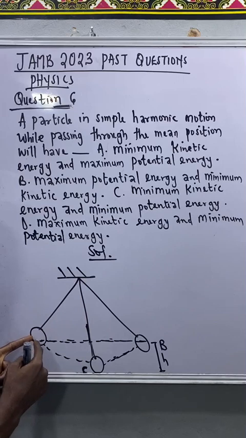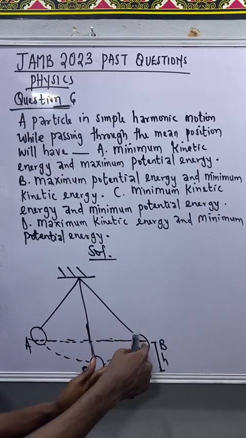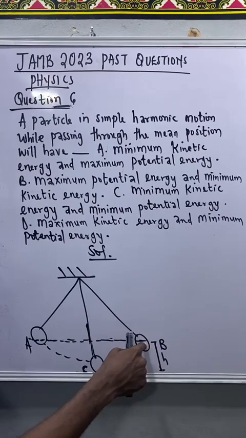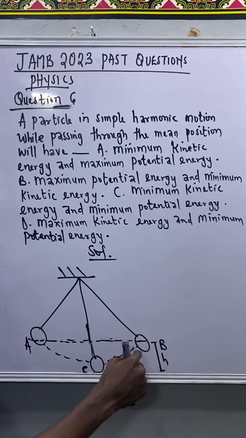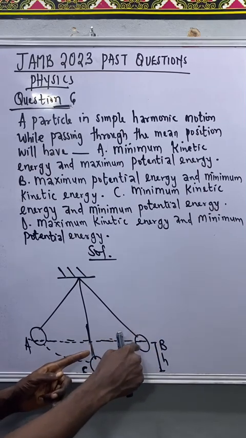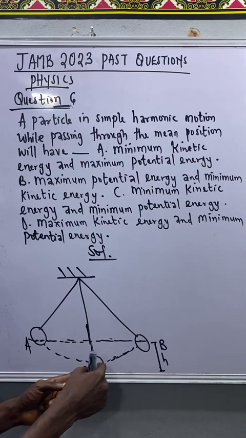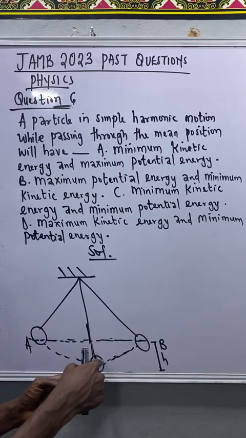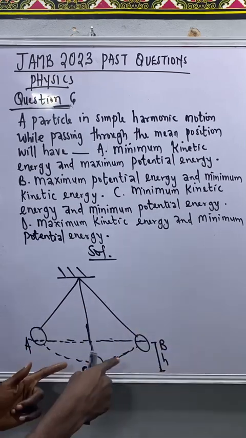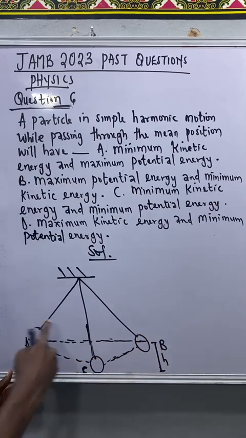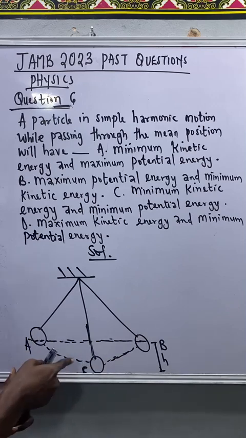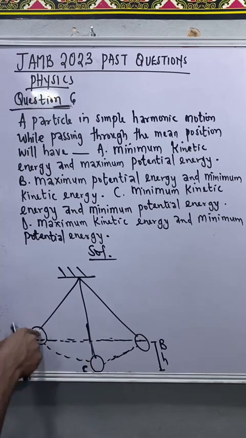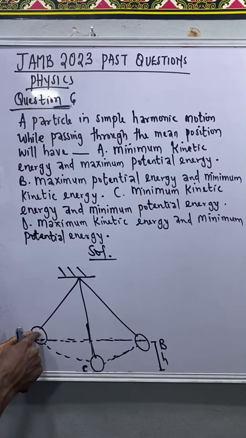As the pendulum is swinging left and right, when it gets to point B, it will stop momentarily. No motion here, no velocity here, before it starts moving back again. At this point C, it will have maximum velocity because it will move very fast along this place. So when it gets to A again, it will stop. That means there is no velocity here.